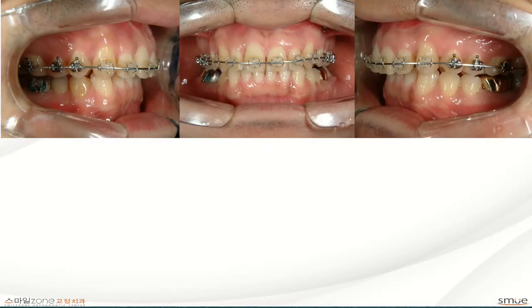Okay, so I'm asking to bring his mandibular dentition forward.